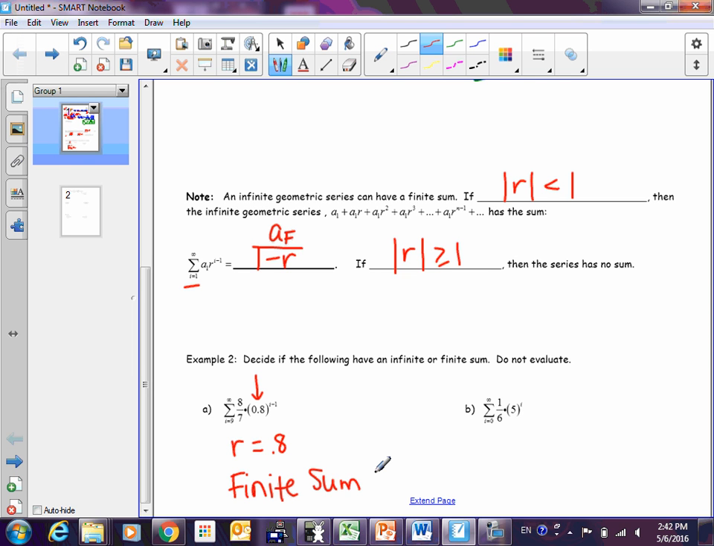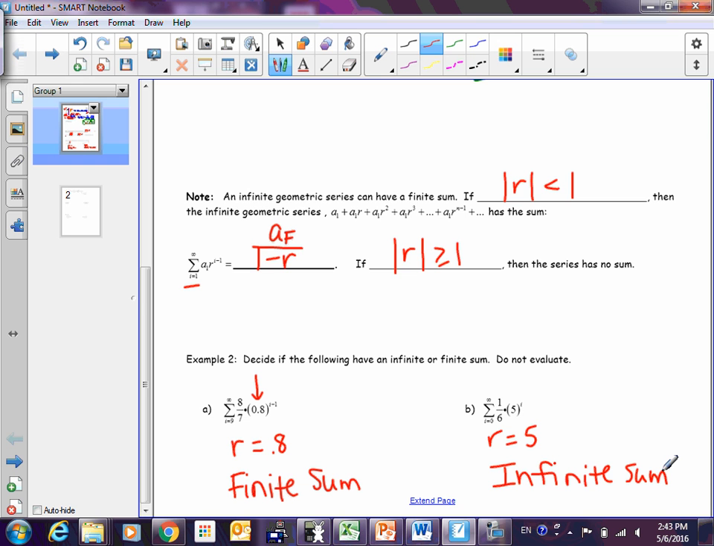All right, what do you think about B? It has no sum. Why? What's r? 5, which is obviously more than 1. Every time the term gets multiplied by 5, the pattern is going to yield a bigger and bigger number. And so the sum is going to get bigger and bigger. So we can call this no sum. We can call it infinite. And there's a couple of other words that we can put to this.